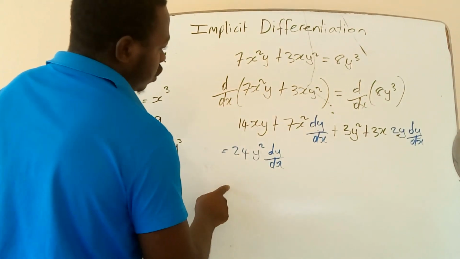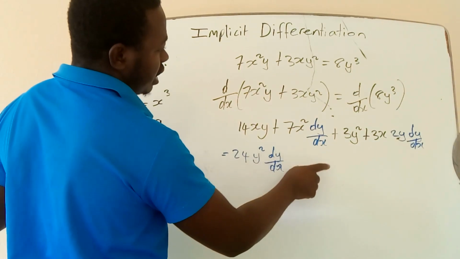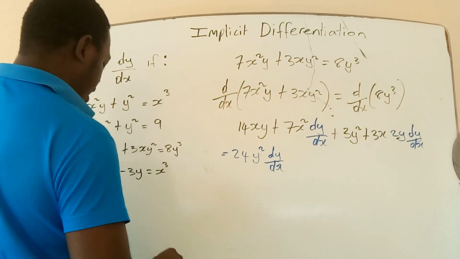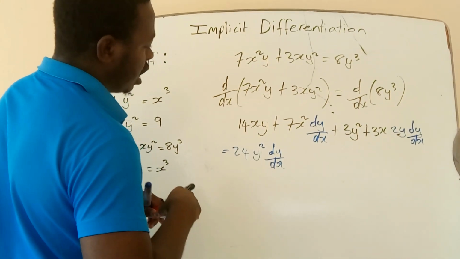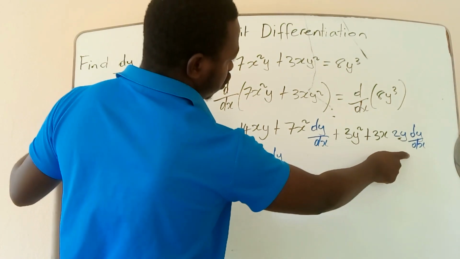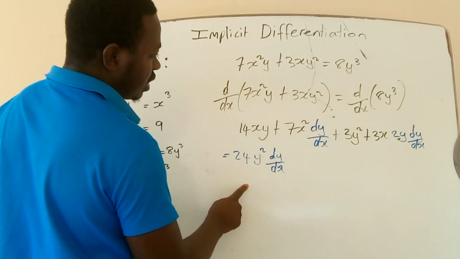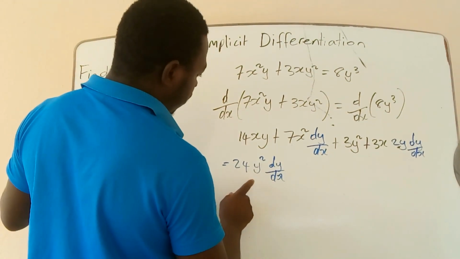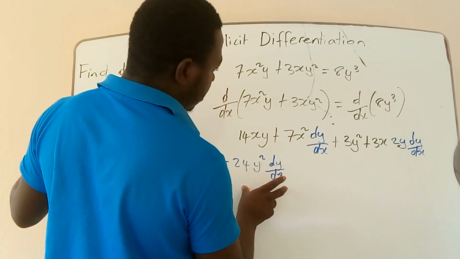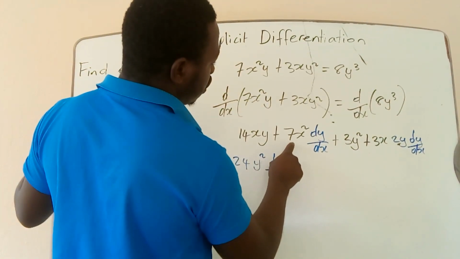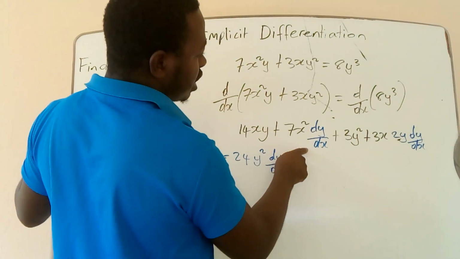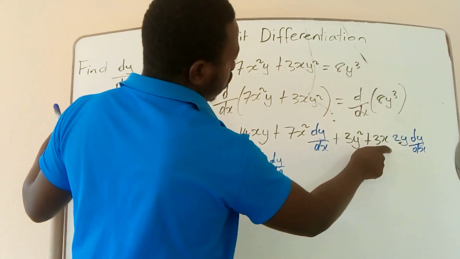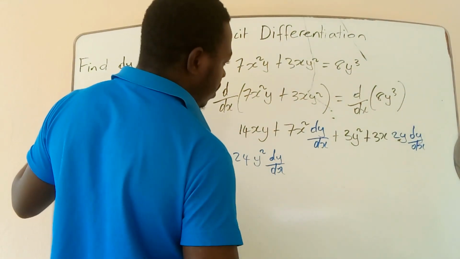Now what we want to do is to group all the terms with dy by dx on one side of the equation. Right? So here, as you can see, we have 1, 2, 3 terms with dy by dx. So that on one side of the equation. Right? So since I have 24y squared dy by dx on this side, it means that I can subtract 7x squared dy by dx from both sides of the equation, as well as subtract 3x 2y dy by dx from both sides of the equation.